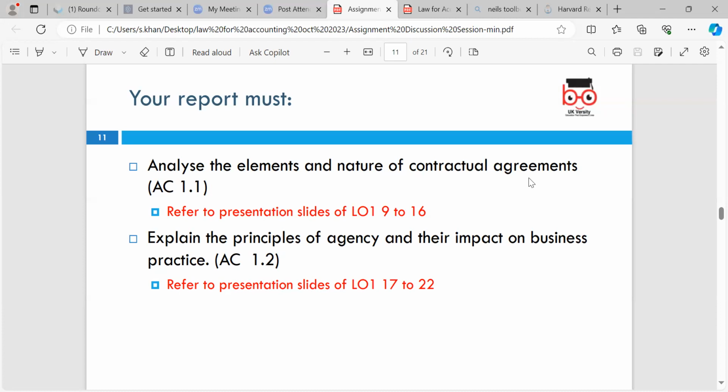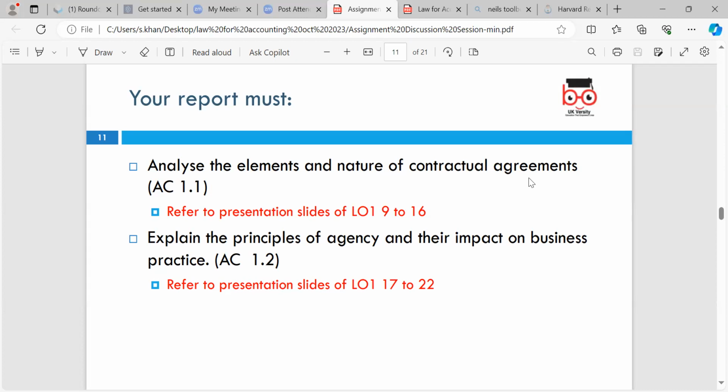Then in the second bit of it, so you would have that as the first heading, and you would explain everything on the elements and nature of contractual agreements. And then in the second part, you would have that as a heading, explain the principles of agency and their impact on business practice, AC 1.2, refer to presentation slides of learning outcome 1, 17 to 22. Okay, so it gives you the learning outcome, and it gives you the slides to do the work from.